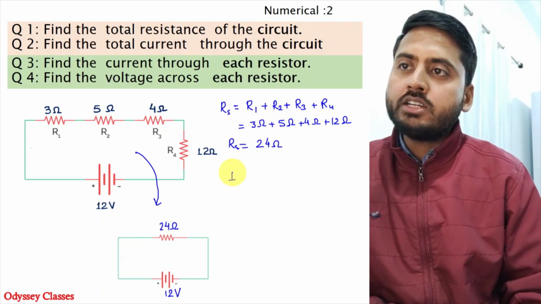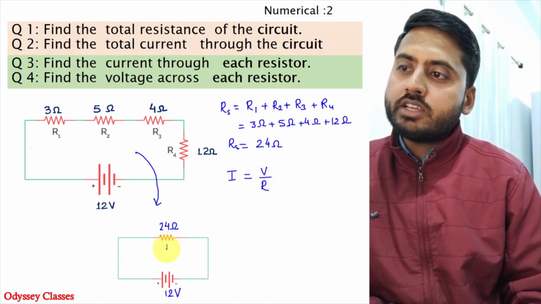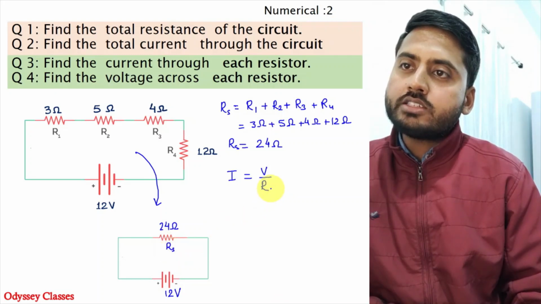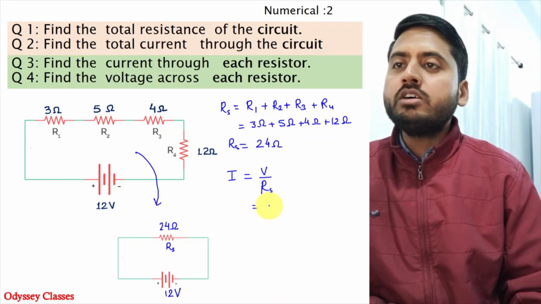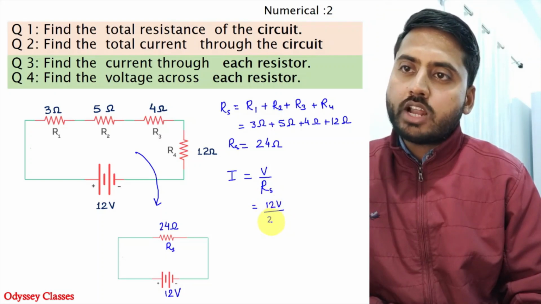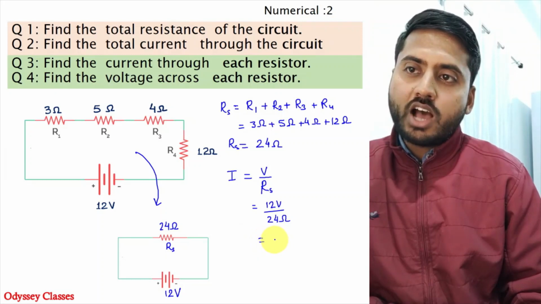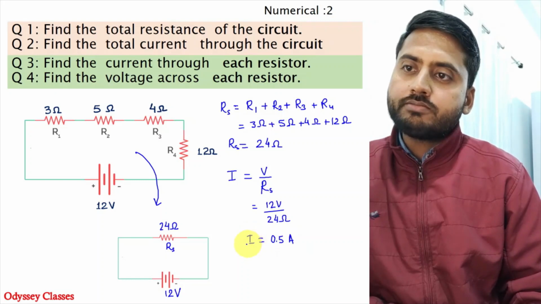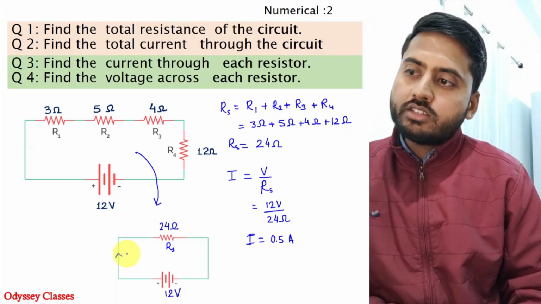We have to find current. So we can use the formula I equals V by R, but in this case, this is the R_S, the equivalent resistance. So we can put the value here. V is given 12 volt and R_S we have just now calculated as 24 ohm. So 12 over 24 is half, or 0.5 ampere. This is the value of current that is flowing in the circuit. So here we can say this is I equal to 0.5 amperes.